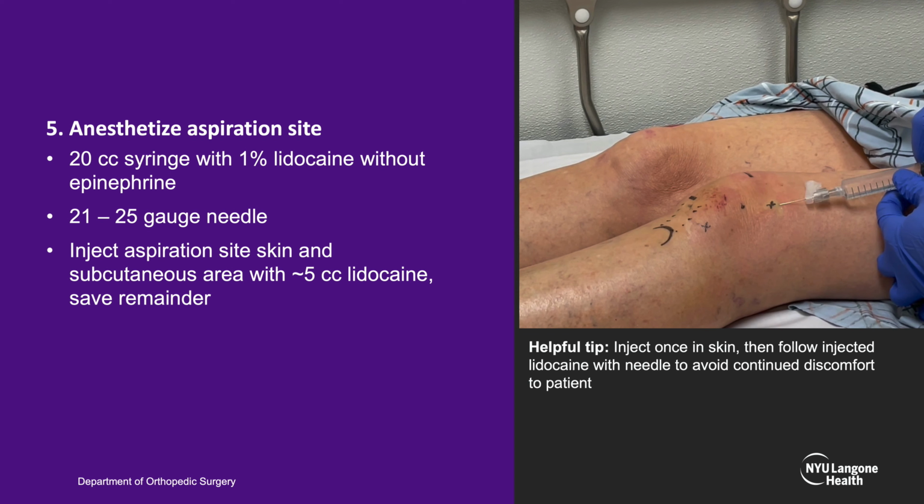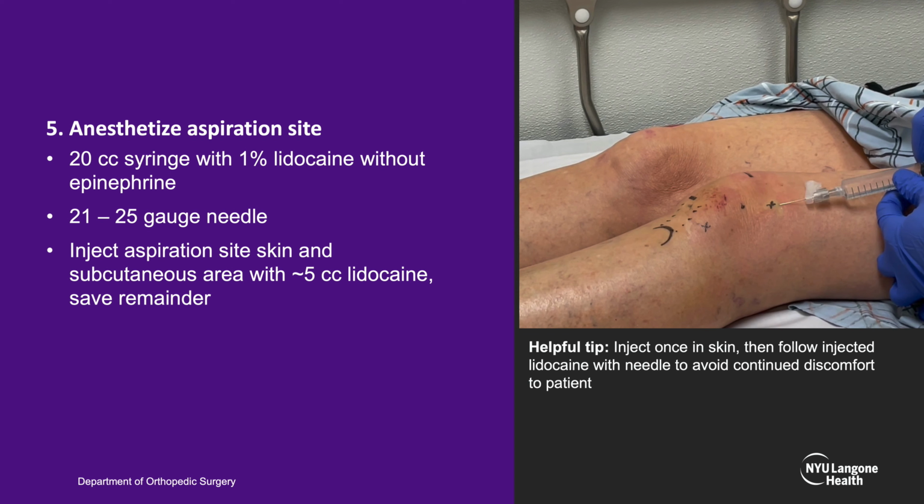Next, we anesthetize the aspiration site. A 20 cc syringe with 1 to 2% lidocaine without epinephrine is used, and a 21 to 25 gauge needle to prevent pain to the patient is used as well. Inject the aspiration site skin and subcutaneous area with around 5 cc's of lidocaine and save the remainder for the lidocaine block at the end.